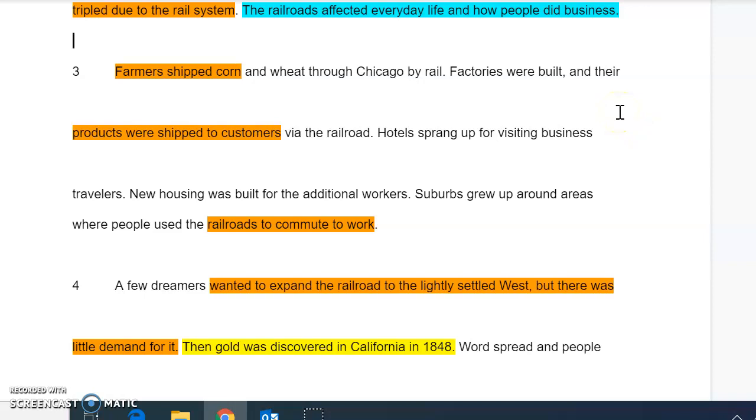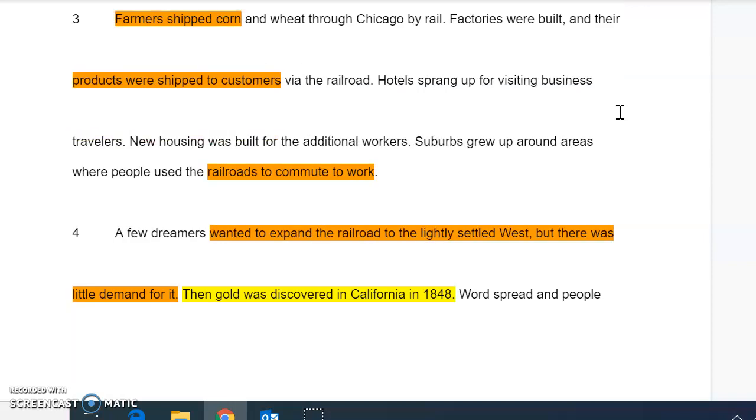As I read paragraph 3, I started noticing this idea of movement of either people or goods. So farmers were shipping corn with the railroad tracks. Factories were built, and then their products were being shipped to customers via the railroad system. And then last but not least, people were using the railroads to commute to work. So we're starting to see the trend of commuting and movement of goods and items by the railroad tracks.